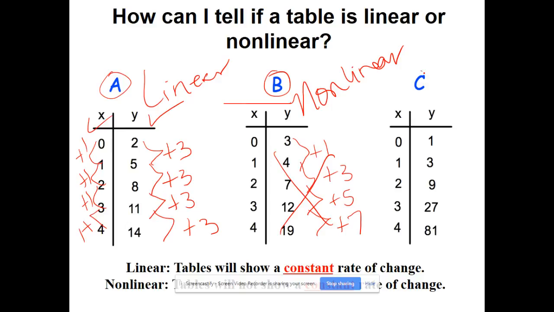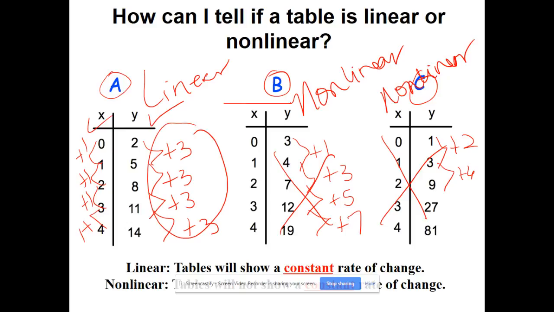Now let's look at function c. On function c, I can see from 1 to 3 is plus 2, 3 to 9 is plus 6, so I can go ahead and stop because, again, I have a nonlinear function. So to summarize, when looking at a table, it is linear if it has a constant rate of change, meaning the y's are changing at a constant amount, the x's are changing at a constant amount. My function is nonlinear if there is not a constant rate of change.